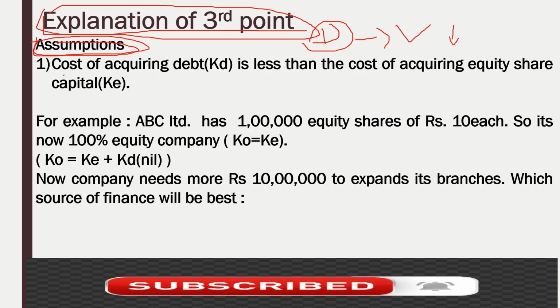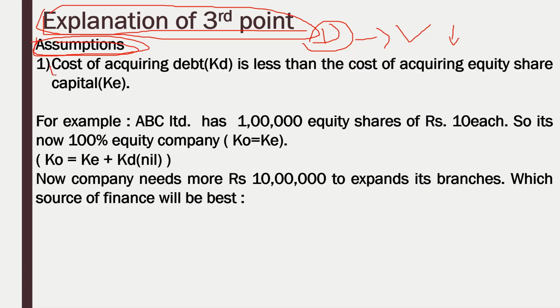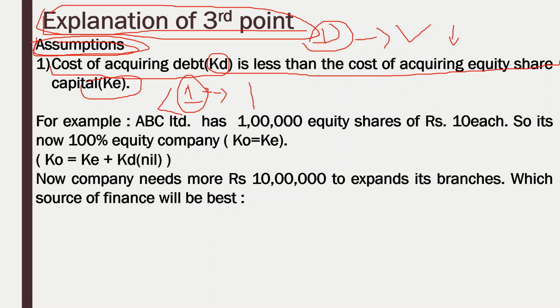According to the traditional approach, our first assumption is that our cost of acquiring debt, means KD, is less than the cost of acquiring equity share capital. It means if we are spending 1 rupee to acquire 1 equity share from the market, then we are spending less than 1 rupee to acquire 1 debt from the market, because our cost of acquiring debt is less than the cost of acquiring equity share capital. Let's take an example to clarify this in more detail.